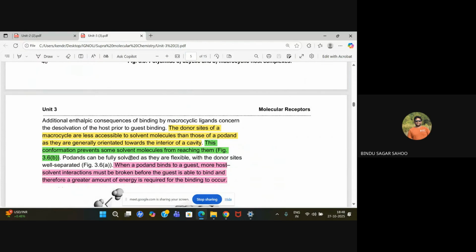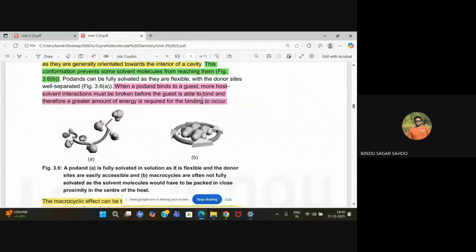So we can say the podants can be fully solvated as they are flexible with their donor sites, which are well separated. So when the podant binds to a guest molecule, more host-solvent interactions must be broken before the guest is able to bind. Therefore, a greater amount of energy is required for the binding to occur. If you take a podant along with a guest and a solvent, initially there will be a host-solvent complex and a guest-solvent complex. Before the host and guest interact, the solvent-host bonding must be broken.